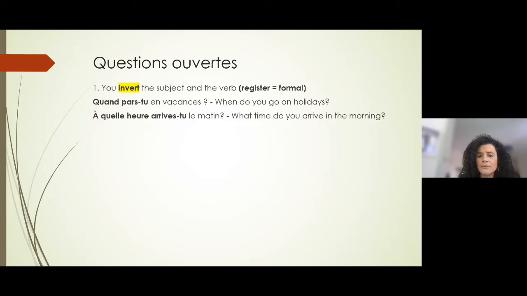À quelle heure arrives-tu le matin? So à quelle heure is my interrogative pronoun. And then I have inverted the verb and the subject. Arrives-tu le matin? Donc, what time do you arrive in the morning?